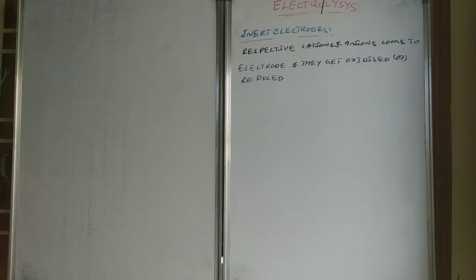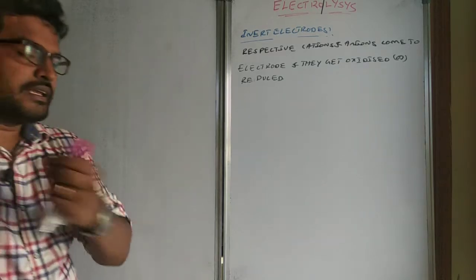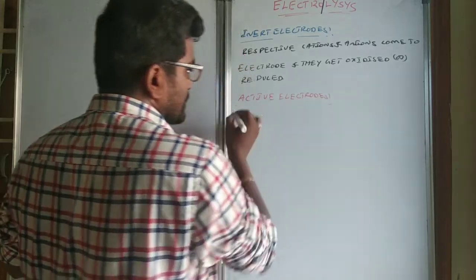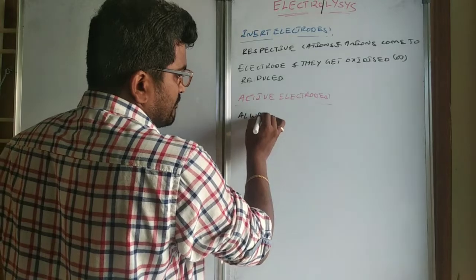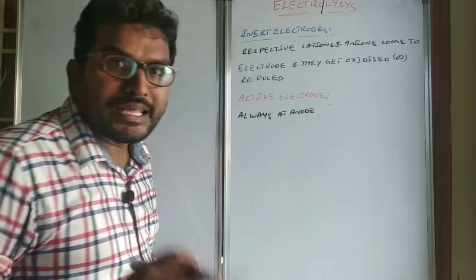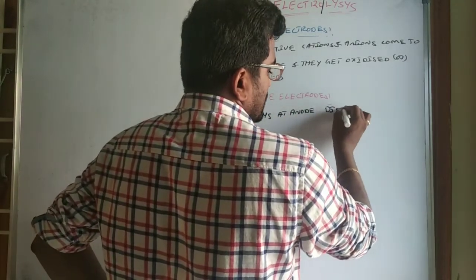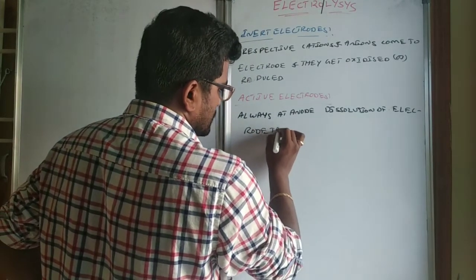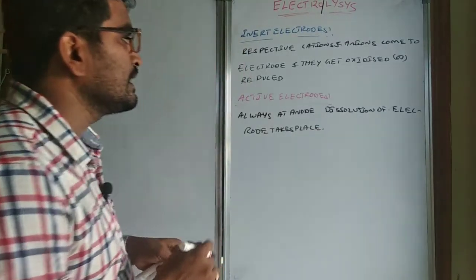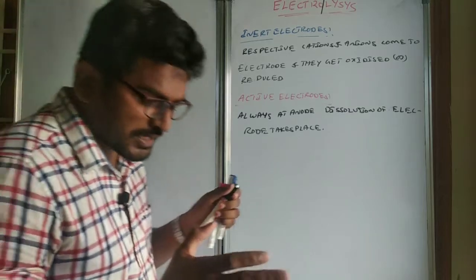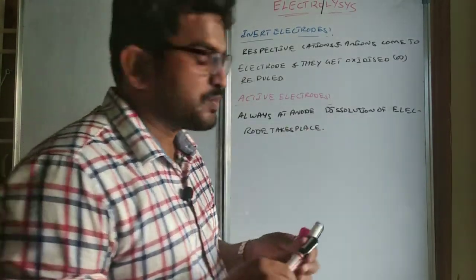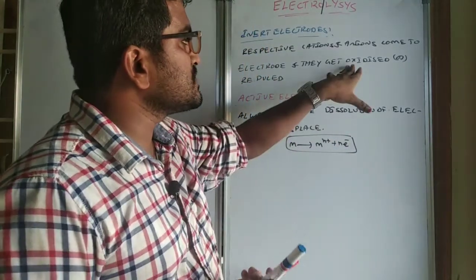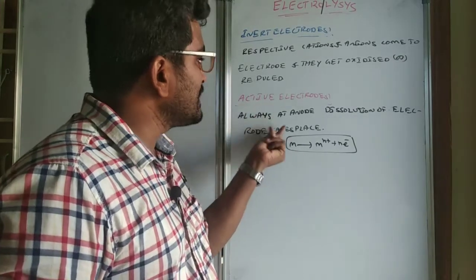But when it comes to the active electrodes, this is where you should be very careful. In active electrodes, always at anode, dissolution of the electrode takes place. So whenever you electrolyze, at anode the dissolution of metal takes place, means M gives Mn+ plus n electrons. In normal cases, the anions will come to the electrode and deposit, right? But in case of active electrodes, the metal itself will dissolve.